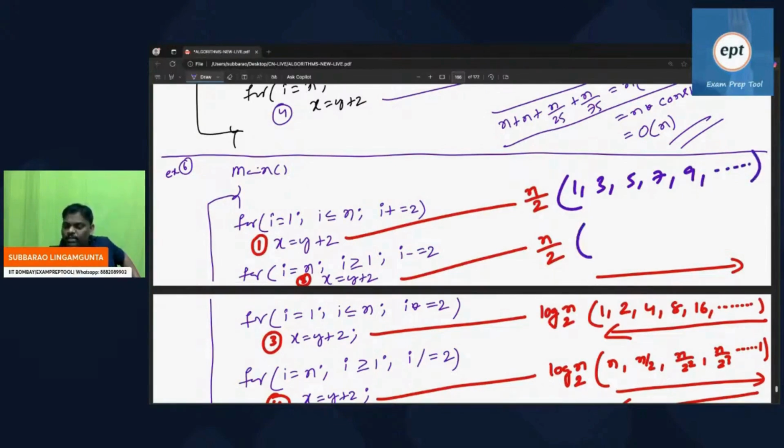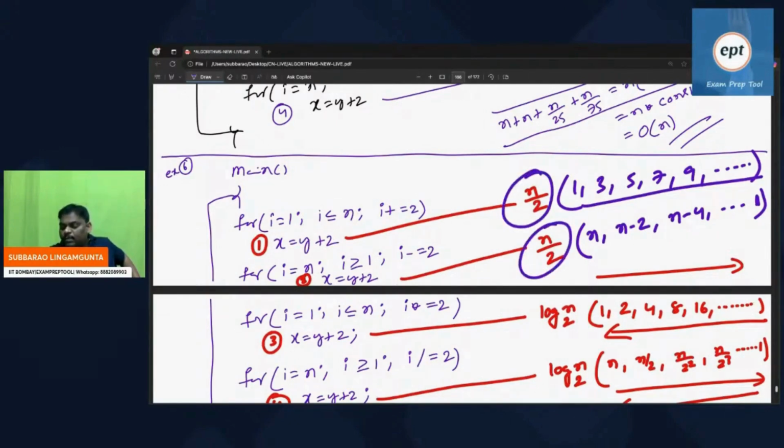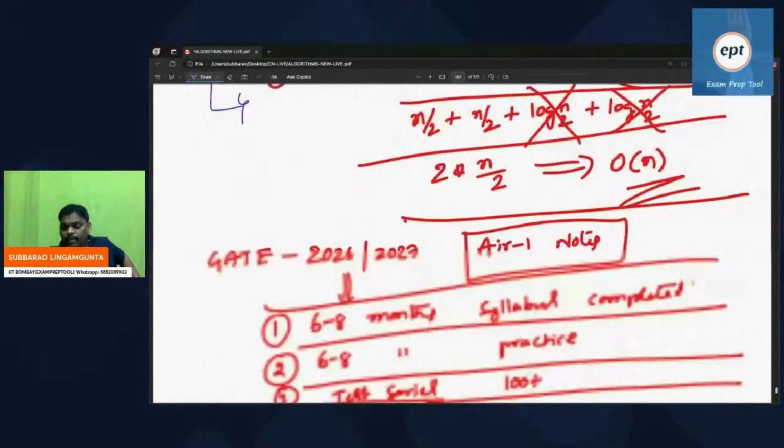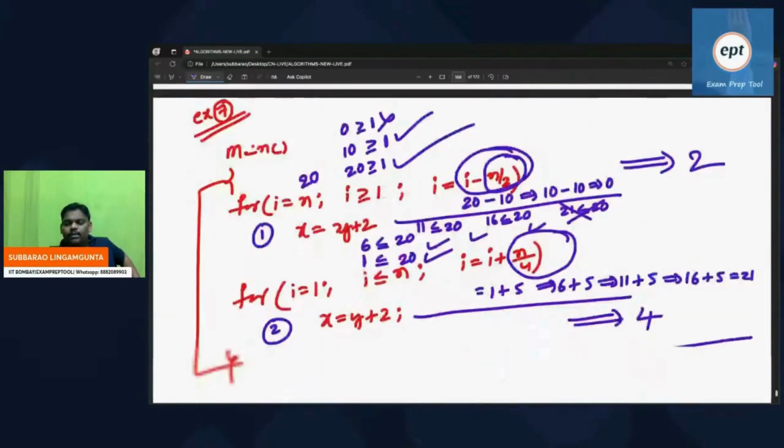Here also one AP series: n, next one subtract 2, n minus 2, n minus 4, and so on, lastly one. Here also one AP series. You solve this AP series, the sum of all the terms in the AP series you find out, you will get n by 2. It is also n by 2. Now, this GP series you solve, you will get log n. This GP series also you solve, it will also become log n. These proofs are also possible. If you want, you can verify. But here, it is common sense.